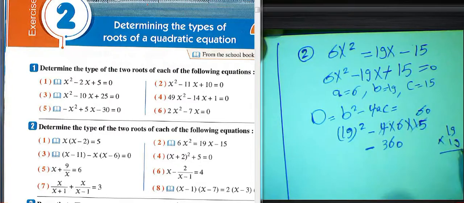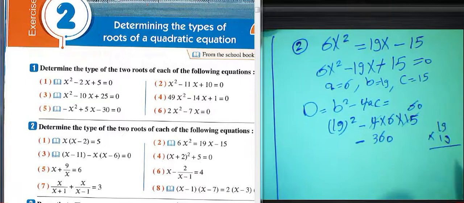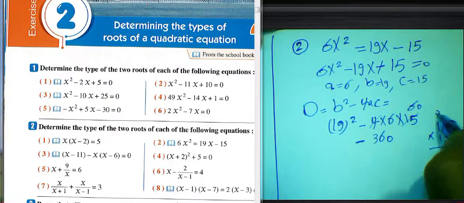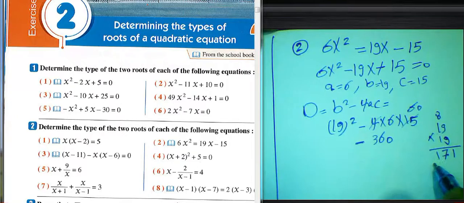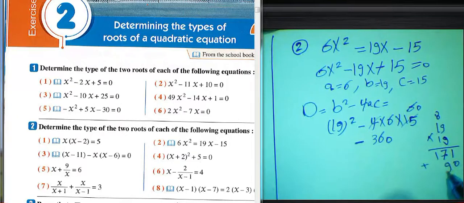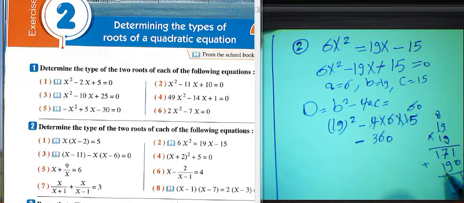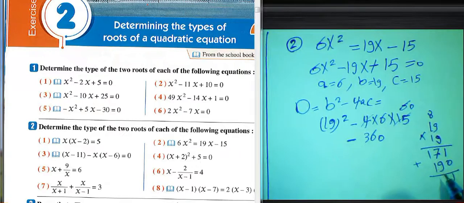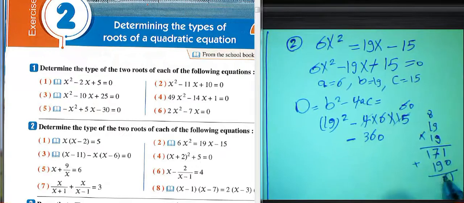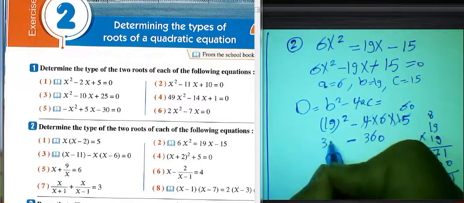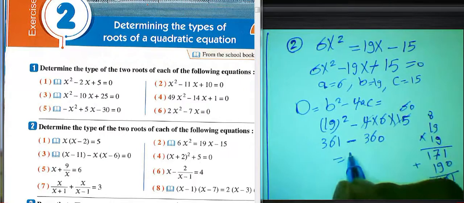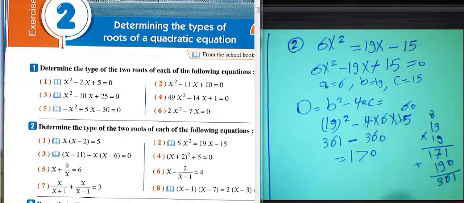9 times 9 equals 81, write 1 and carry 8. 1 times 9 equals 9, 9 plus 8 equals 17. You can use a calculator to find the result. The result will be 361. So the result is more than 0.